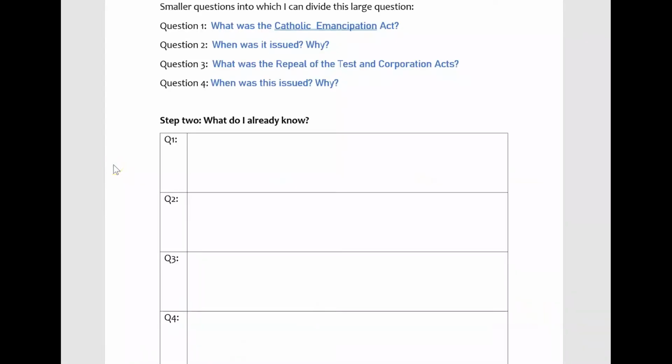So now in step 2, I'm addressing the questions that I came up with in step 1 and putting down what I already know. So I know that the Catholic Emancipation Act had to do with removing restrictions on Catholics in the political sphere.